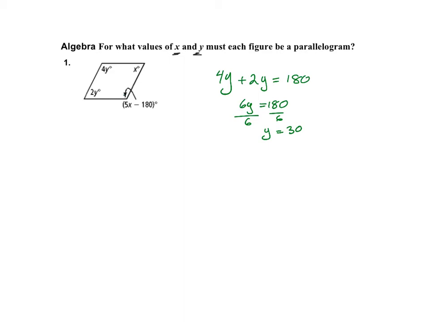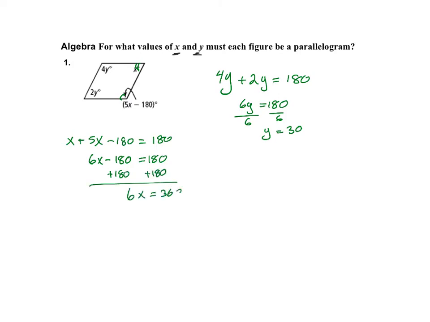Now x is also consecutive with that one. So x plus 5x minus 180 has to equal 180, since they are supplementary angles. So 6x minus 180 equals 180, plus 180, so 6x equals 360, and I'm going to divide by 6. So x equals 60 degrees. So for this quadrilateral to be a parallelogram, y has to equal 30 and x equals 60.